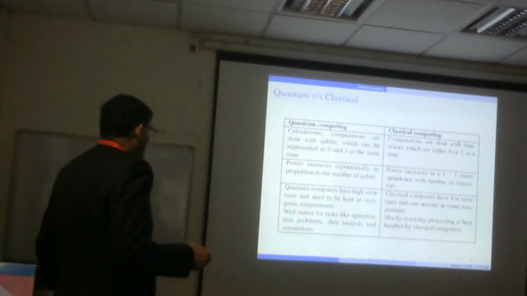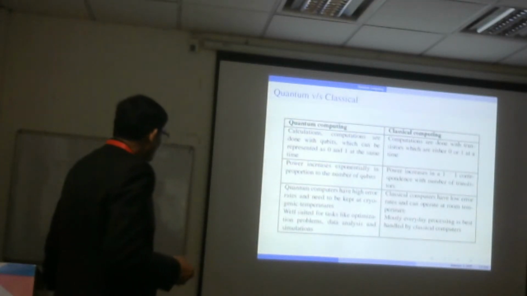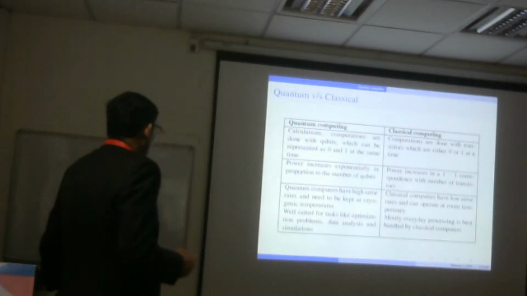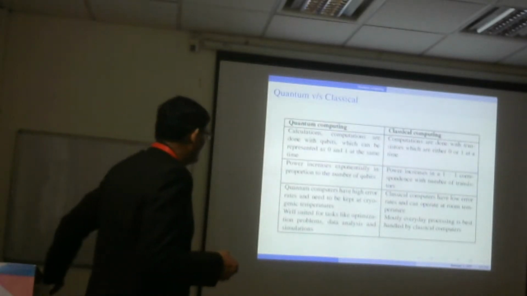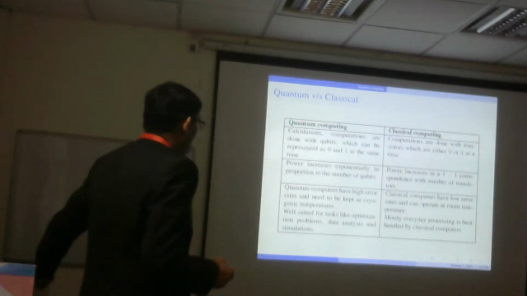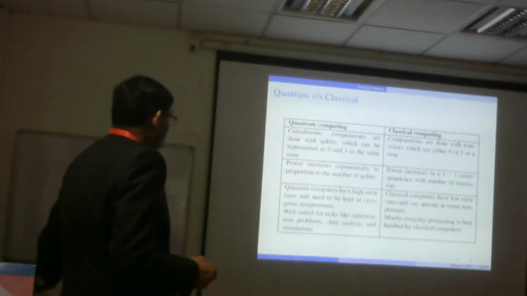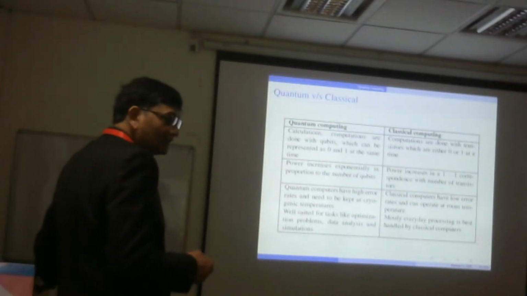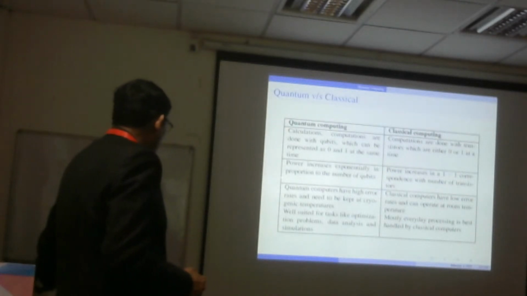So what exactly is the difference if we compare the classical computer and the quantum computer? In the quantum computer, computations are done in qubits, which can represent 0 and 1 at the same time, simultaneously. In the classical computer, computations are done with transistors, which are either 0 or 1. Since a qubit can represent both simultaneously, the power increases exponentially.